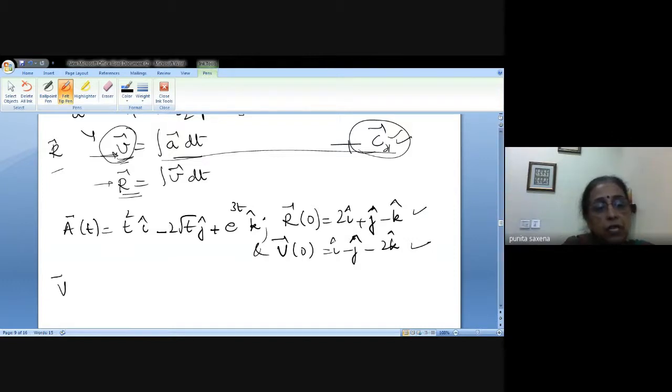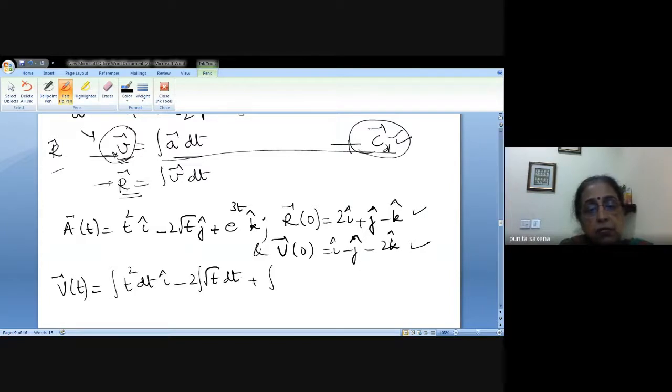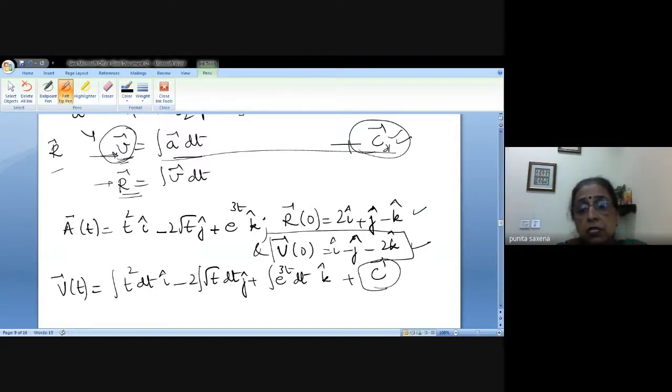Similarly, your v(t) will be nothing but the integral of t square i minus 2 root t j plus e to the power 3t k, dt, plus some constant c here. How will you find this c? By using this condition, because this is the condition on the velocity. Then you will get some value here, the way we did in the previous problem. Now you integrate it again and you will get your r(t).